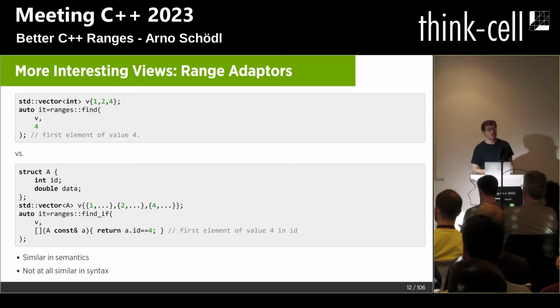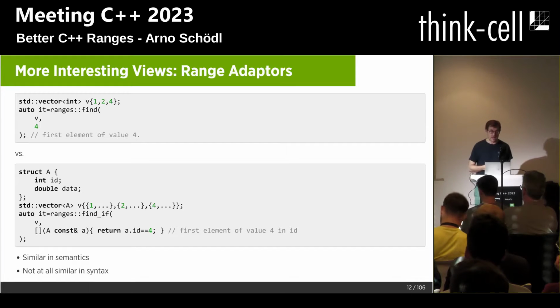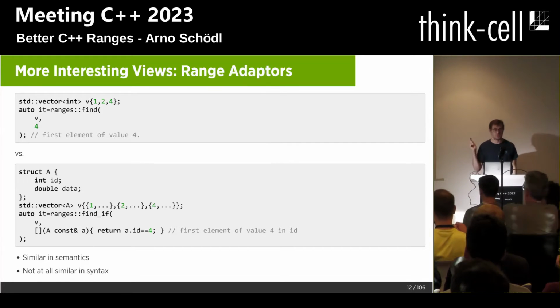Now, there are also more interesting views, because this is pretty boring if you just have these iterator pairs that we use a lot. These are range adapters. They essentially take an existing range and turn it into something else. And I will talk here about the two probably most used ones, the transform and the filter. Now, let's say we have a vector of ints, and we want to find a 4 within that vector of ints, right? We would naturally use ranges find and give the vector and the element we are looking for. And then we get an iterator back that points at what we found.